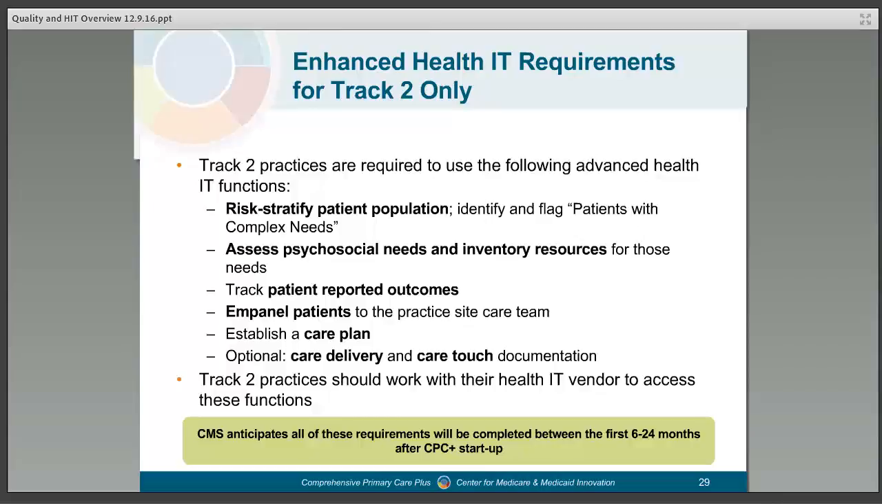They must impanel patients to the practice site care team. They must be able to establish a care plan in future based on a specific certification. And later on, there's an option for developing care delivery and care touch documentation resources. Track 2 practices should be working with their health IT vendor or vendors to access these functions and develop them in the future. We anticipate that all of these requirements will be completed between the first 6 to 24 months after CPC startup, so essentially before January 1st, 2019. More to come on all of these topics.